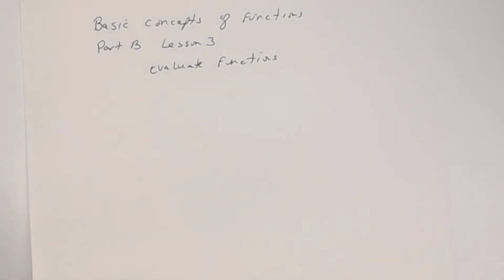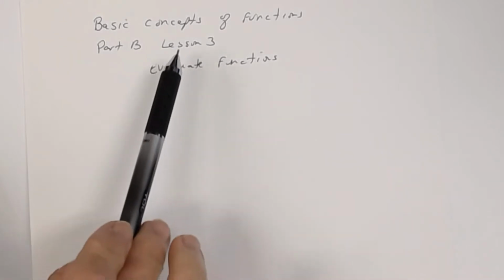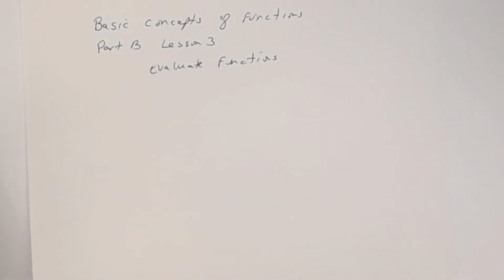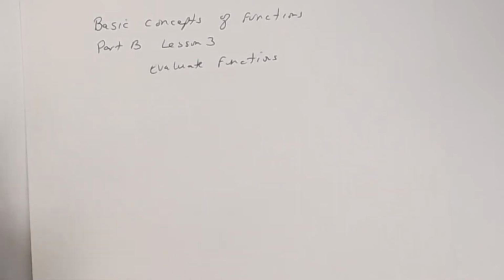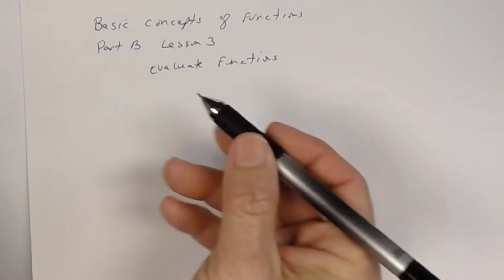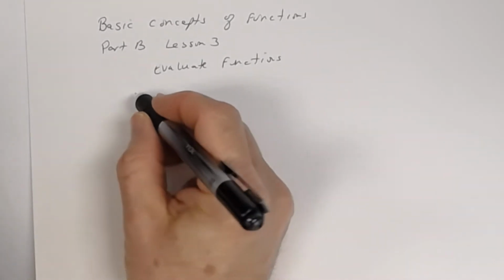Okay, so this is our lesson 3 on the basic concept of functions. And basically, part B is where we're talking about evaluating functions. So this is lesson 3 of evaluating functions. Make sure you go back and you understand lessons 1 and 2 as well. All right, but basically, number 3 is going to involve these kinds of ideas that you're about to see.